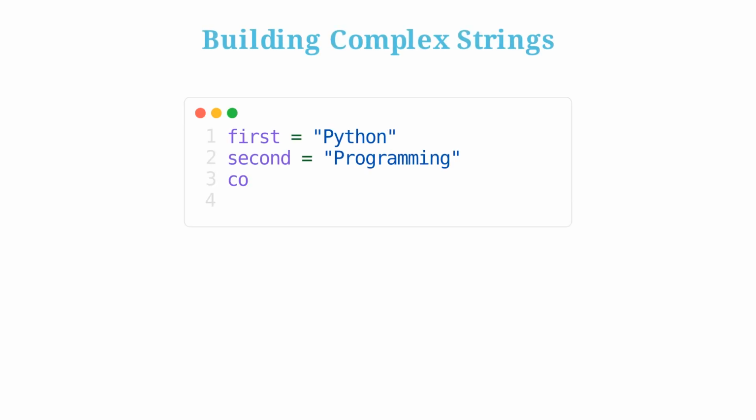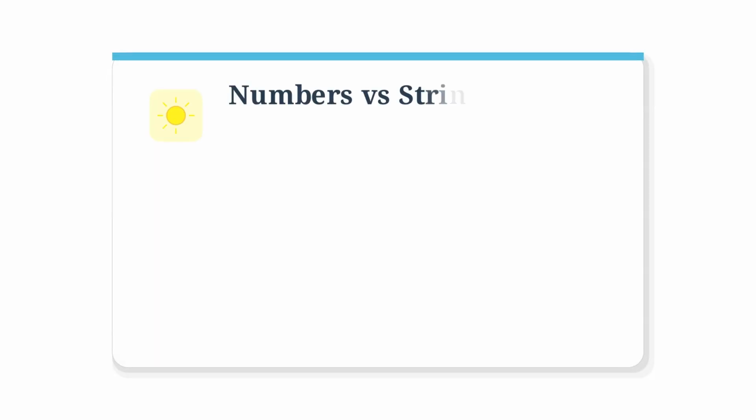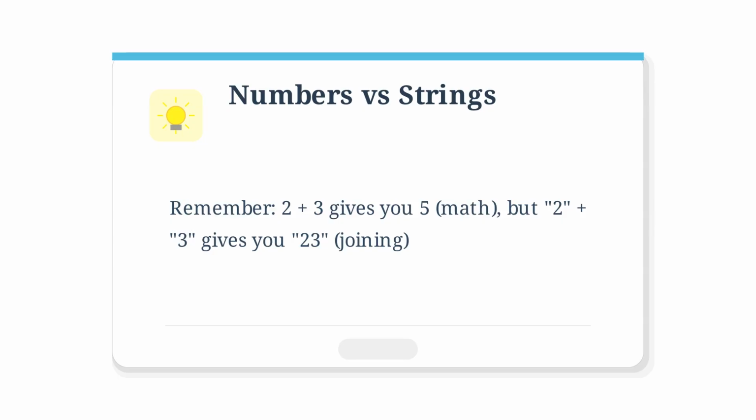We can even join multiple strings. Here we have Python, programming, and a space in between. When we combine them all with plus signs, we get Python space programming. The quotes make all the difference. Here's the key difference to remember. 2 plus 3 gives you 5. That's math. But quote 2 quote plus quote 3 quote gives you quote 23 quote. That's joining. The quotes change everything.